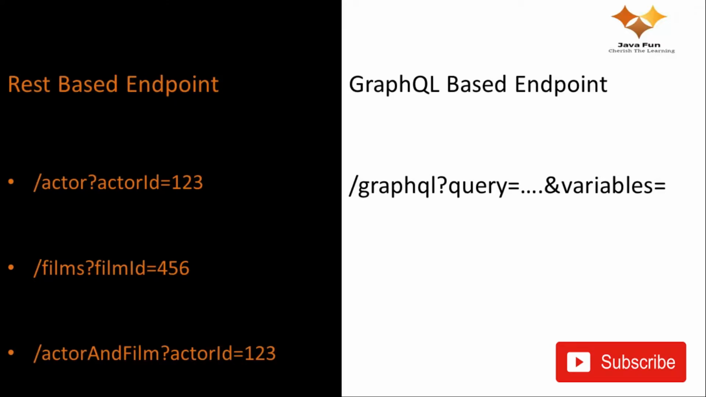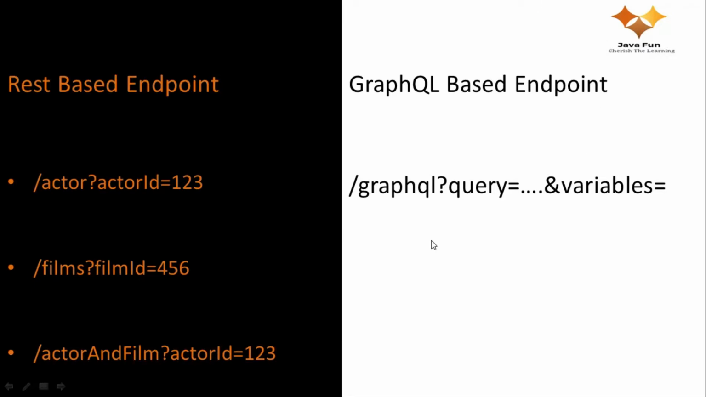But in case of GraphQL, there will be only one endpoint. That endpoint will be slash GraphQL, and the query will be changing. So if you just want actor, I'll just send a query for the actors. If I just want the films, I'll just send a query for the films. If I want both actor and the films, I'll send the query for both actor and the film. So that is the difference when you create an endpoint in REST or you create an endpoint in GraphQL.